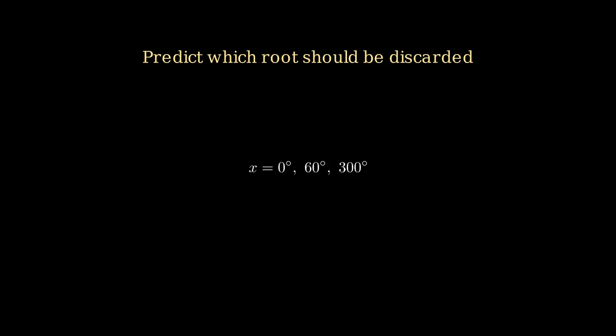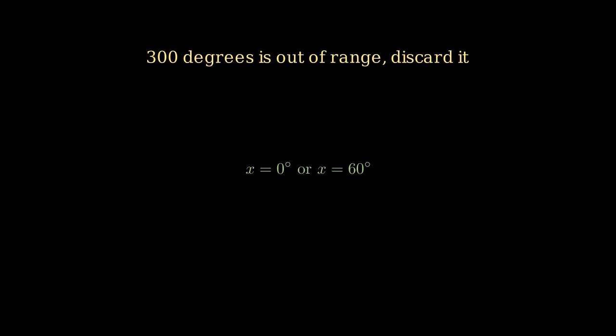But remember our range was only 0 to 180 degrees. Pause and predict which of these should be discarded for falling outside that range. The answer is 300 degrees. It falls outside 0 to 180, so we discard it. Always check every root against the given domain before finalizing your answers. The final solutions are x equals 0 degrees and x equals 60 degrees.